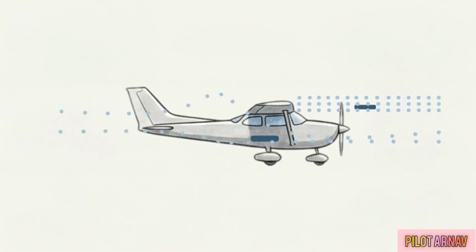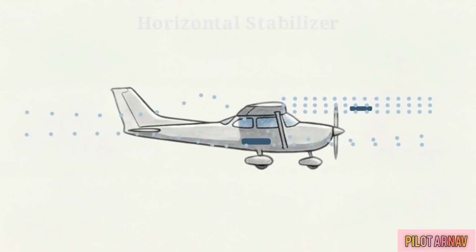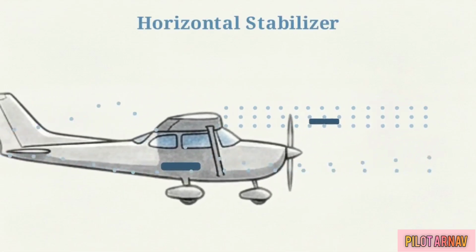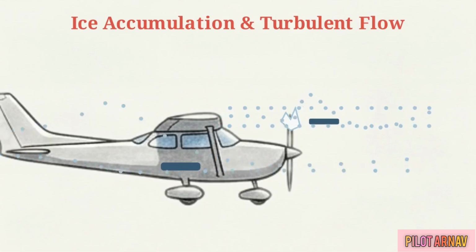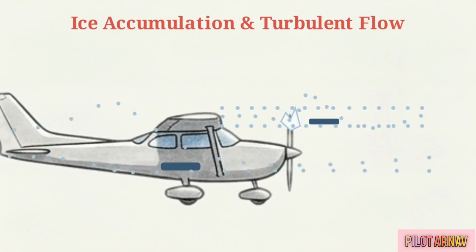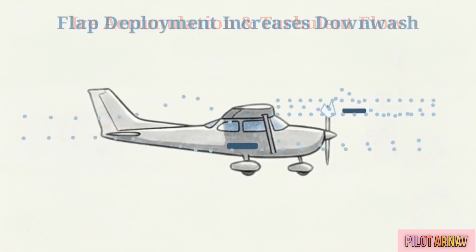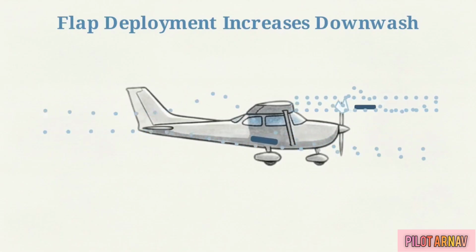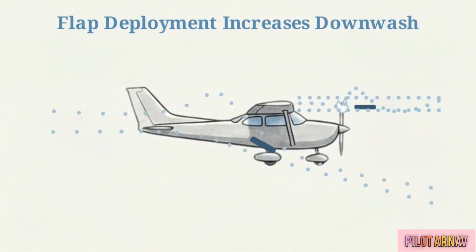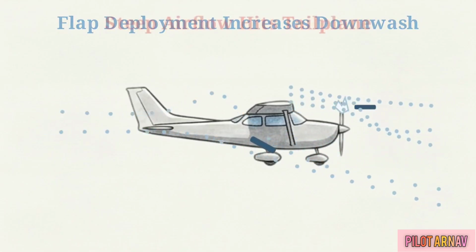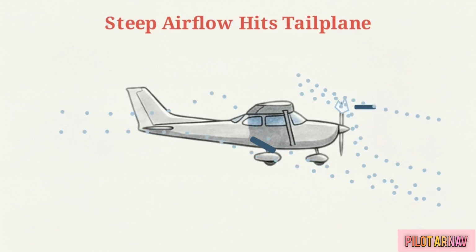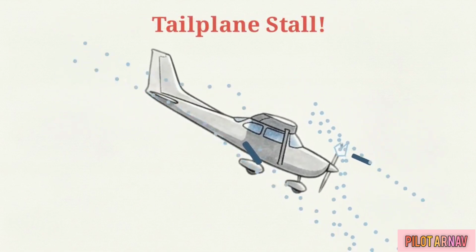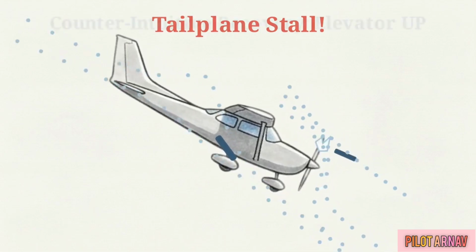To understand why, look at the horizontal stabilizer. Because of its sharp leading edge, flowback ice accumulates rapidly on the tailplane, severely disrupting the laminar airflow and rendering it detached and turbulent. Deploying the main wing flaps changes the downwash angle of the air coming off the wing. This forces the turbulent air to strike the ice tailplane at a much steeper angle, pushing the horizontal stabilizer past its critical angle of attack. The result is an immediate tailplane stall.